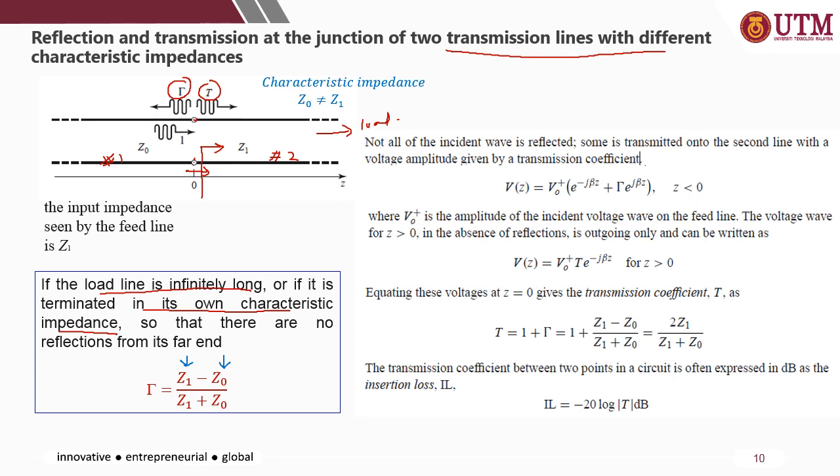So in this case, since we don't know the position of the load, we assume that there's no reflection from its far end. Okay, so this is the first transmission line, and then the signal goes into the second transmission line.